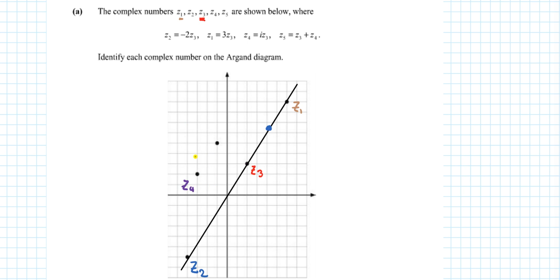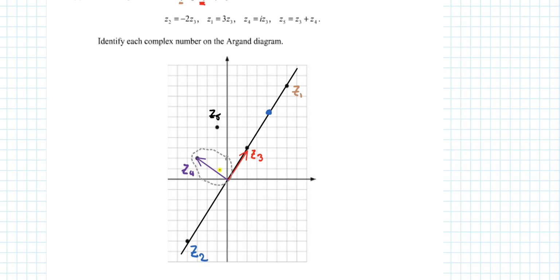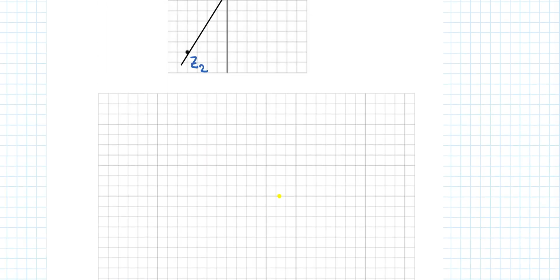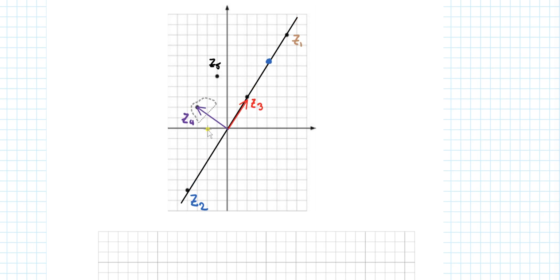And by process of elimination, we know this is going to be Z5, but I'll explain why it's Z5. So Z5 is Z3 plus Z4. So Z3, imagine if we were to draw an arrow up to Z3 from the origin, and the same for Z4. What if I was to add those two arrows together? So Z3 plus Z4. Whoa, slow down. Z3 plus Z4. I could drag this.